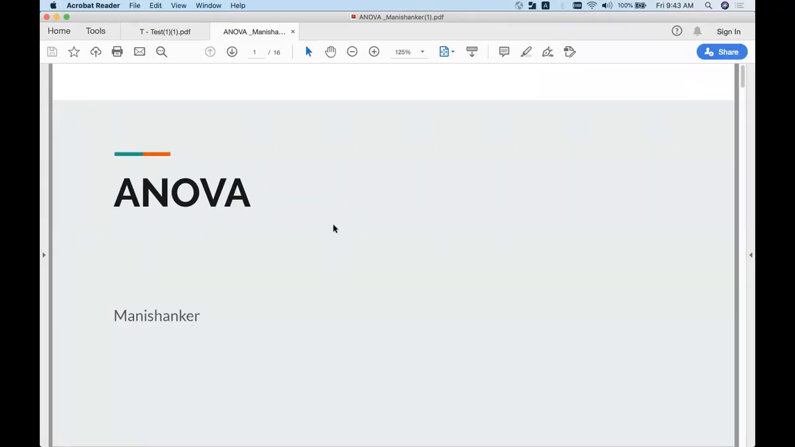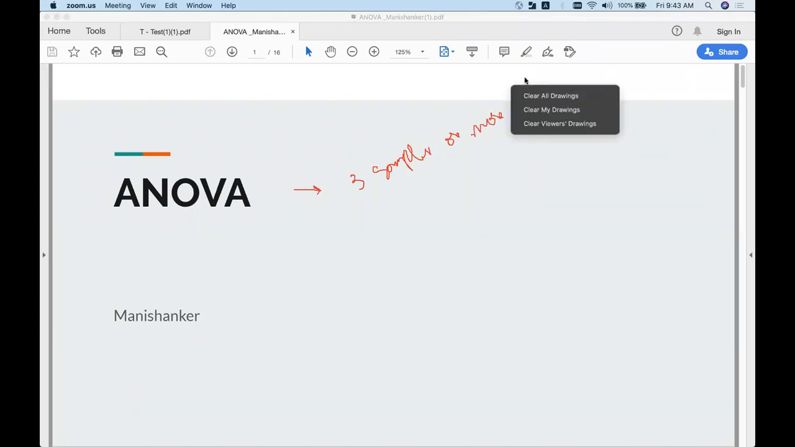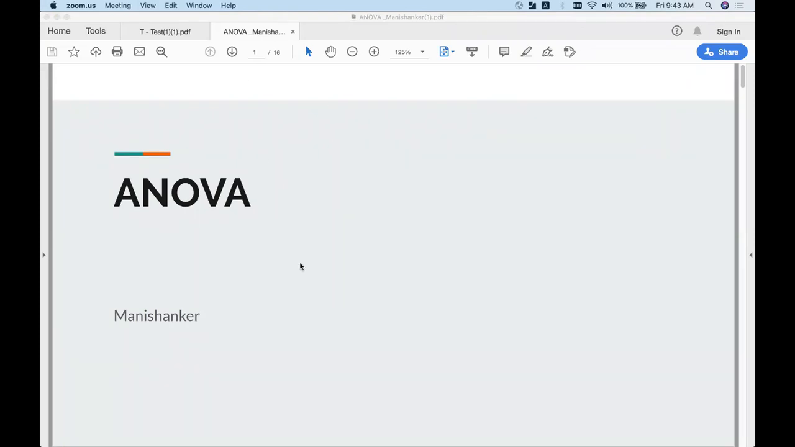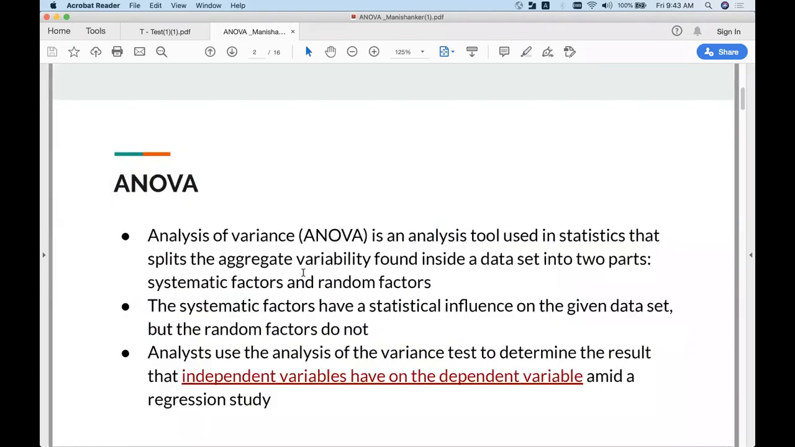So the idea behind ANOVA is basically, as I've explained, that ANOVA is an extension of the t-test. ANOVA is used when you have three or more samples. Okay, so ANOVA is kind of interesting. So sometimes we use it.